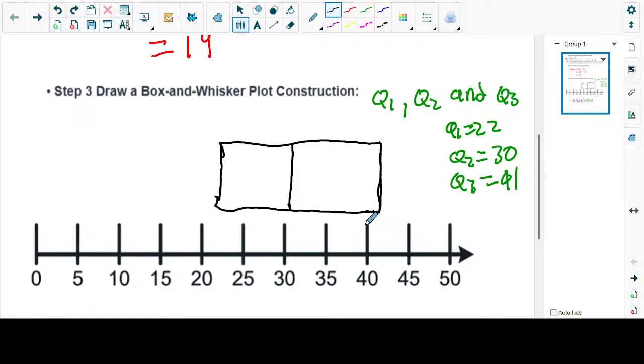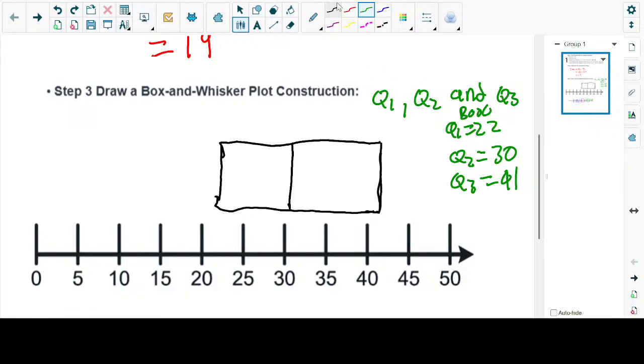Okay, so we connect our boxes. Now we have a box. It should look like a box. It should be clear this is a box now. Now that we have a box, we're going to put what we call whiskers, like a cat has whiskers. So we're going to say what is our minimum.